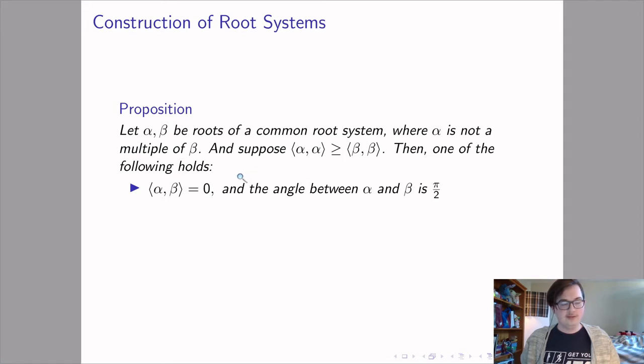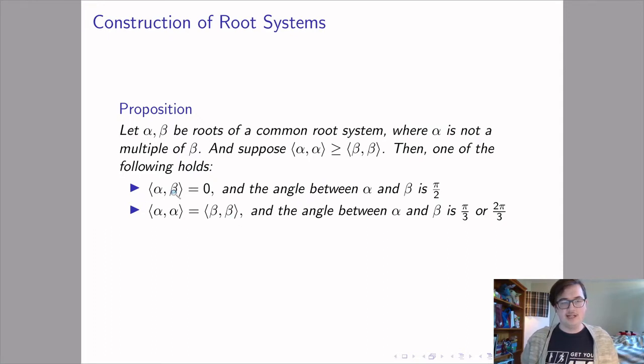Okay, so now that we have that basic definition of a root system, we can look at those conditions and see where those restrictions lead us when we're trying to actually construct our root systems. So we start with this proposition that says if alpha and beta are roots of a common root system, and we assume alpha is not a multiple of beta, and suppose <alpha, alpha> is bigger than <beta, beta>, so this would tell you something about the magnitude of the vector, then one of the following holds. First is that <alpha, beta> is 0, and the angle between them is pi over 2, so they're orthogonal vectors.